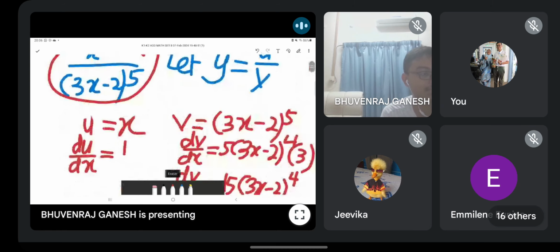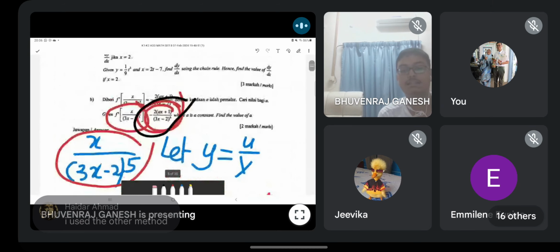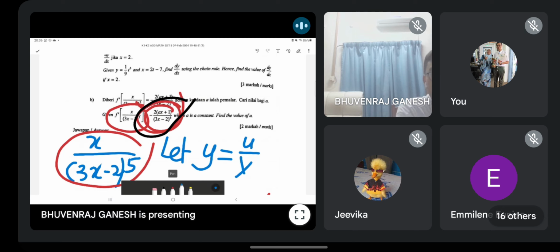For Haida, this is the question for 3B. Cari nilai a. Which method? You mean product rule? Okay, means you use the product rule. Do you get the answer?